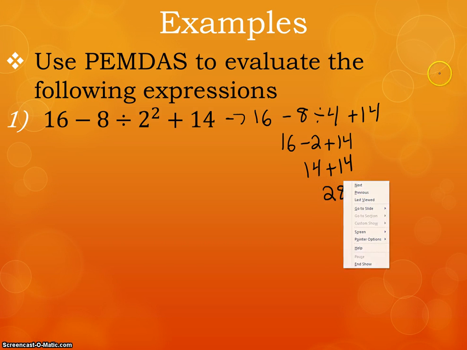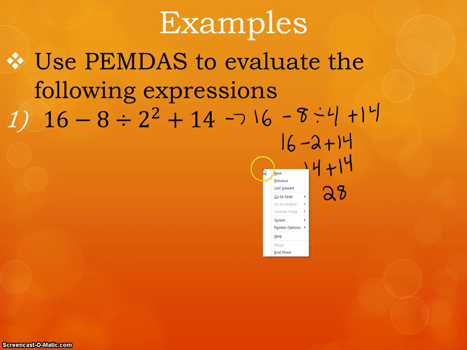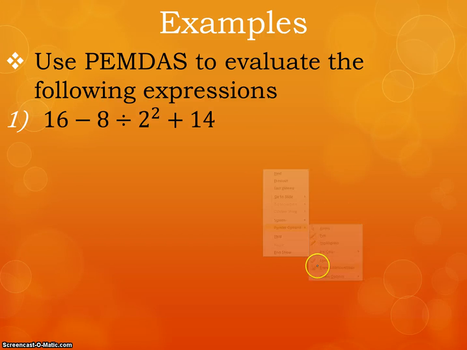Notice you would have had a completely different answer if you had tried to do addition first, thinking A before S. You would have instead said 2 plus 14 is 16, and then 16 minus 16 is 0. Completely different answer. It would have been horribly wrong. Okay, so the answer for that one is 28.